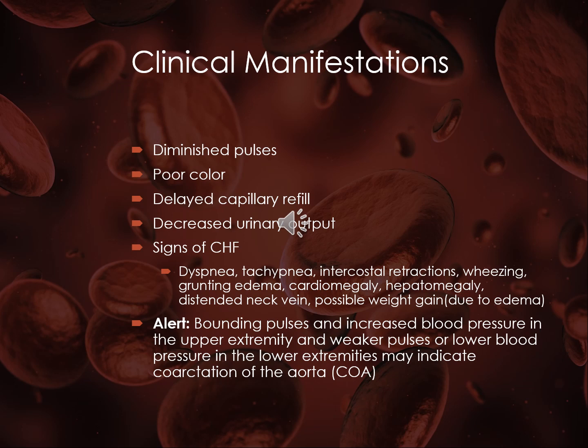What are those? Dyspnea, tachypnea, intercostal retractions, wheezing, grunting, edema, cardiomegaly, hepatomegaly, distended neck veins, and possible weight gain. What's that from? Edema. So just be on high alert. Bounding pulses and increased blood pressure in the upper extremities and weaker pulses in the lower, or lower blood pressure in the lower extremities, may indicate coarctation of the aorta.